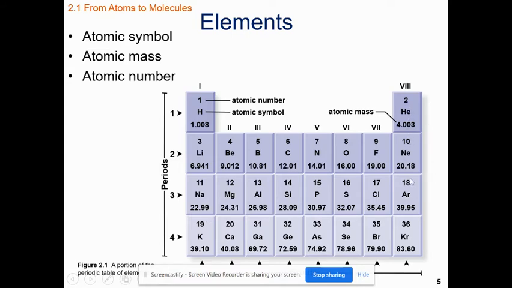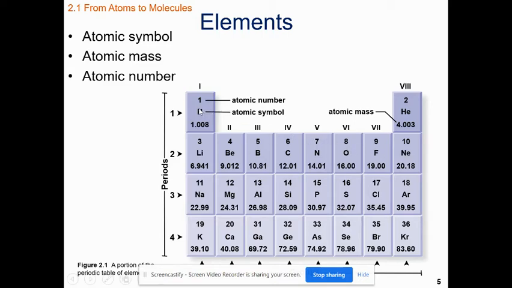If you look at everything in the last column, they all have a full outer shell, meaning they're very non-reactive. So things like helium, neon, argon. In fact, neon, we can put electricity through it, and all it will do is glow. We use that for things like neon tubes.